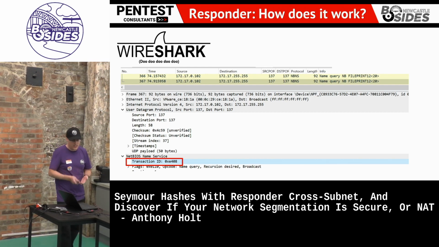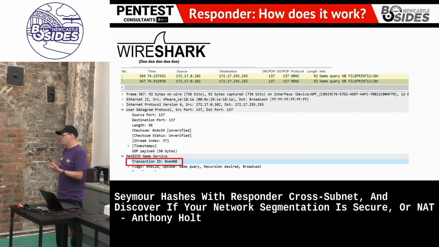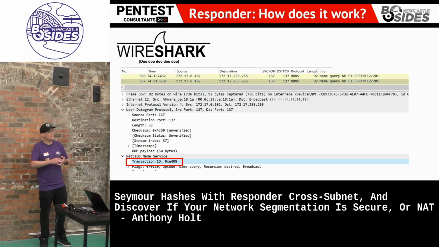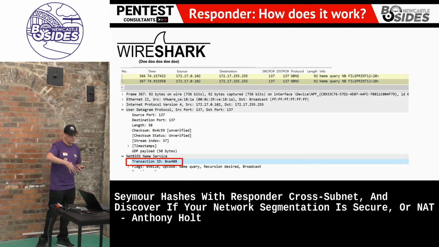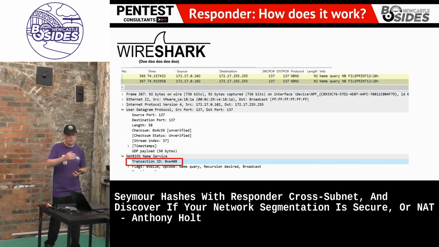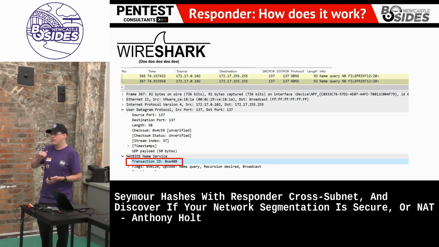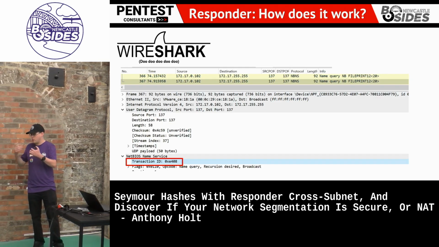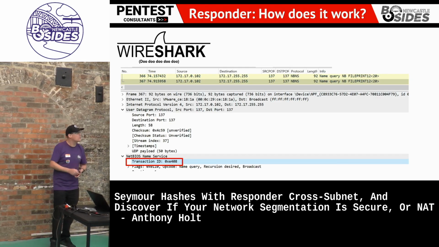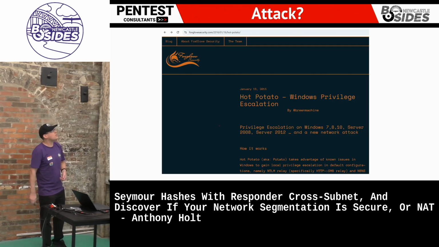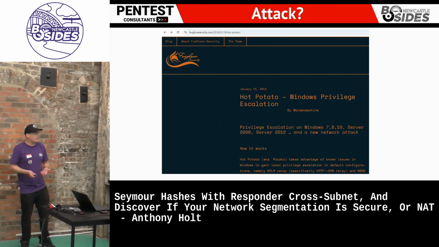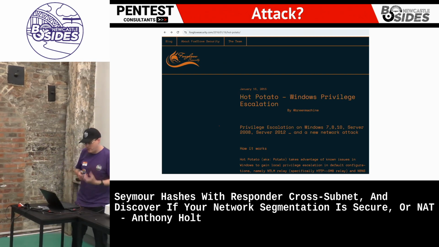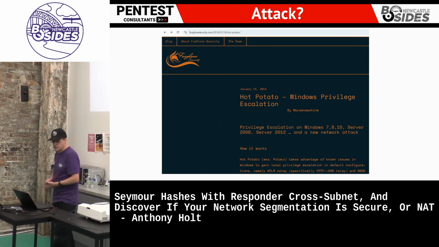Now, a transaction ID is a number between 0 and 65,535. And effectively, when a response comes back to the host, what it's looking for is whether that transaction ID matches. If that transaction ID matches, it sees it as being a legitimate response to its request, and it will accept the response. So, the attack is old and has been around a long time, but I don't feel like a lot of pen testers are taking advantage of it or using it.